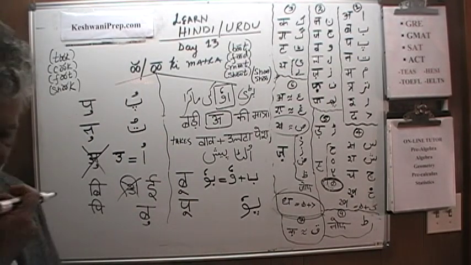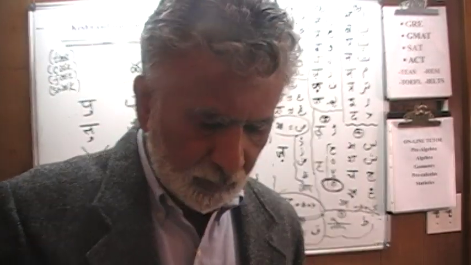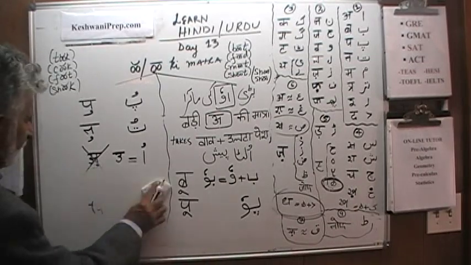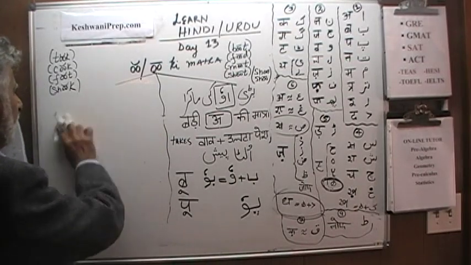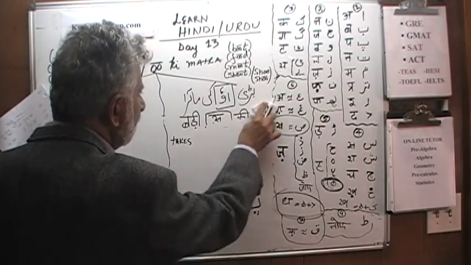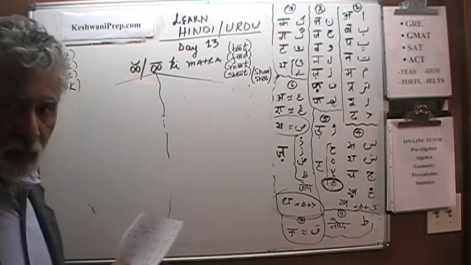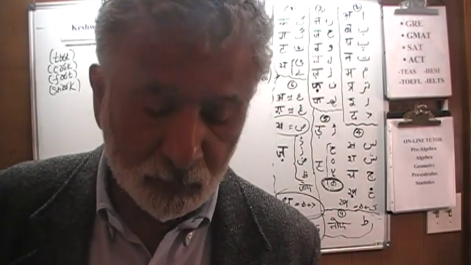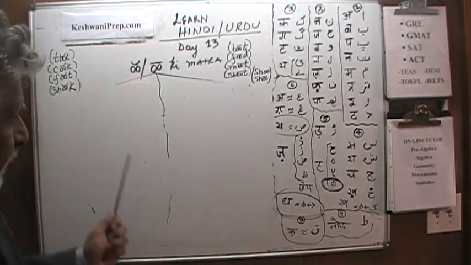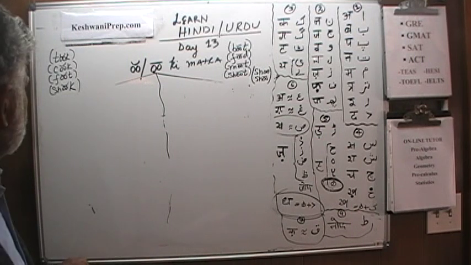Let's begin some words, shall we? As we start doing some words, we'll practice some more. As always, we'll do them in pairs, because that's what we have been doing when we did the I ki matra and the O ki matra. We're going to put choti u ki matra here, badi u ki matra here, the words containing choti u and badi u.